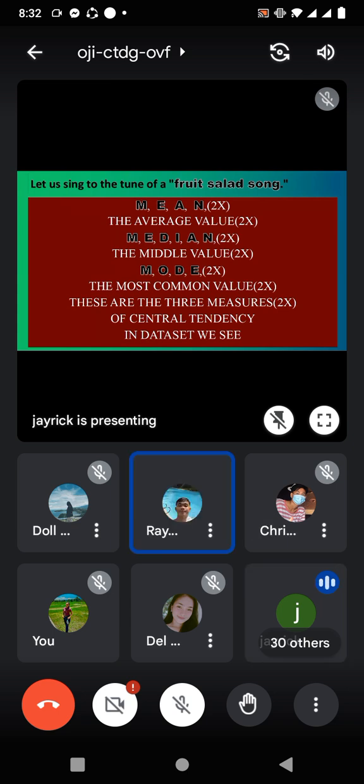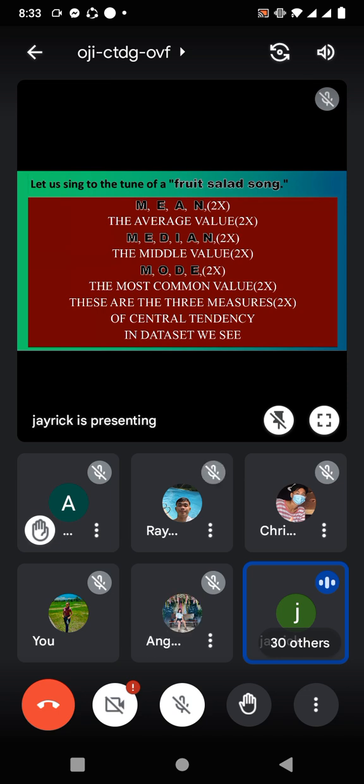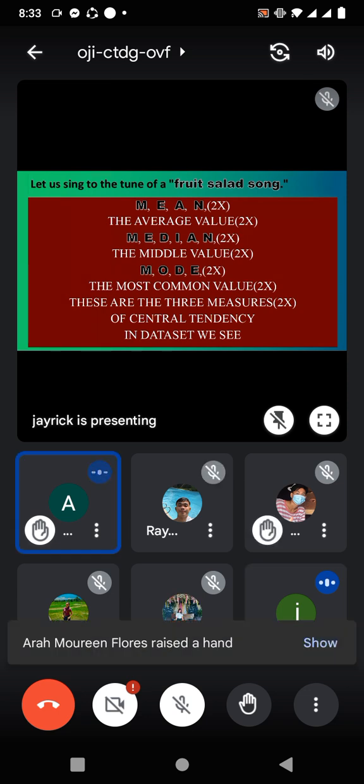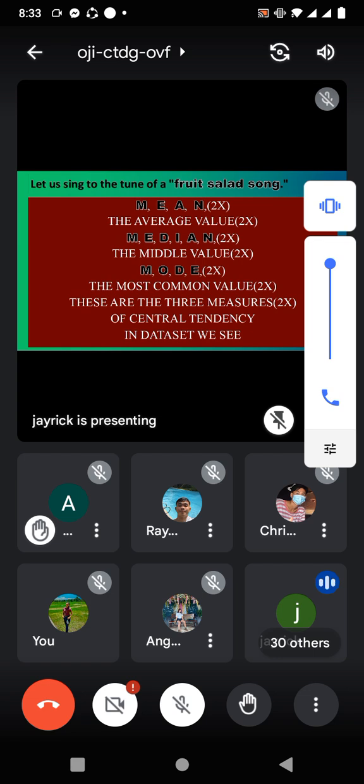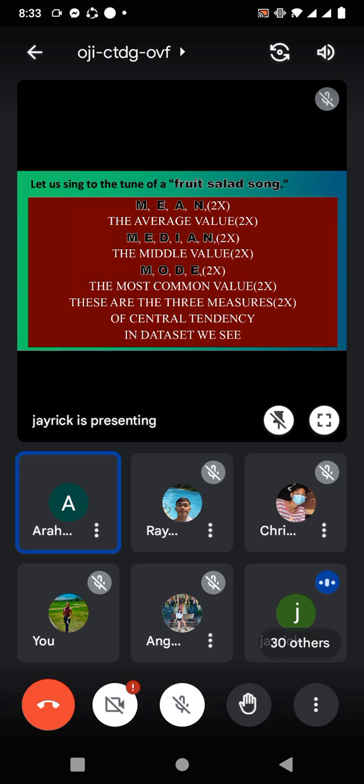Okay, very good. Let's give her a virtual clap. Now let's have the next group. Who's the representative from the other group? Raise your hand. Okay, let's have Ara Maureen Flores. From what group? Group 1. Yes, sir. Okay. Go.